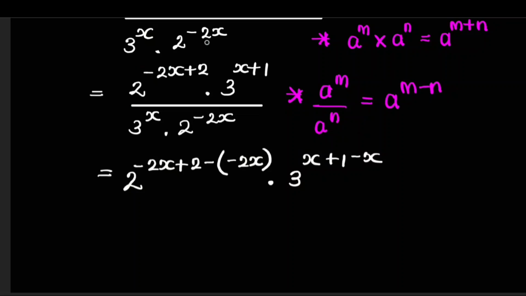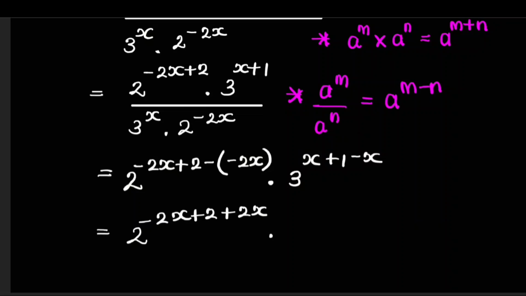So we have 2 with the top exponent minus the bottom exponent. So we put this negative 2x in a bracket because there's already a minus in front of it. And here we have the base of 3. Here's the top exponent, x minus 1, minus the bottom exponent, x. Now let's just simplify this.